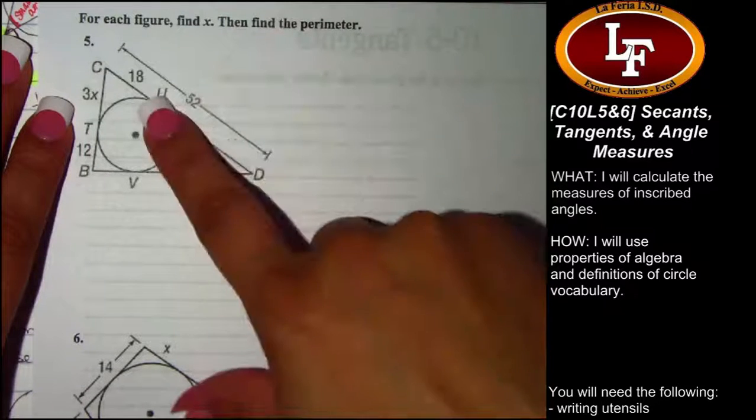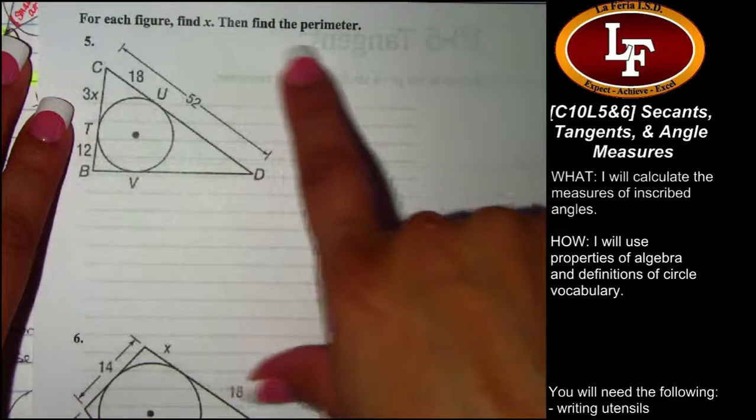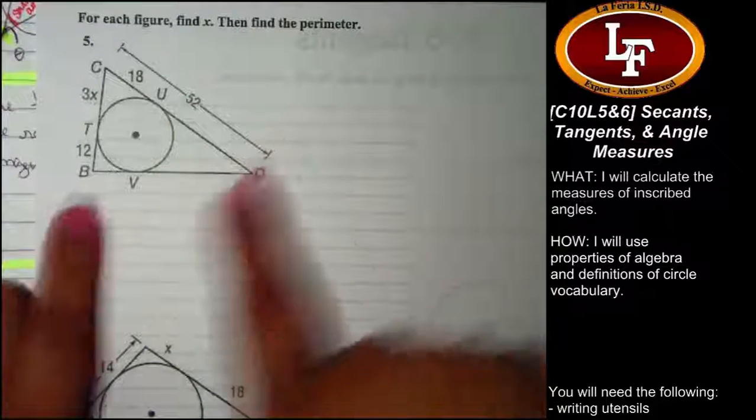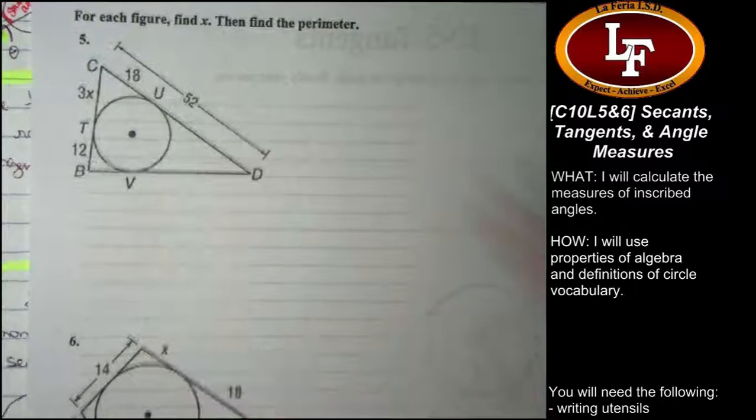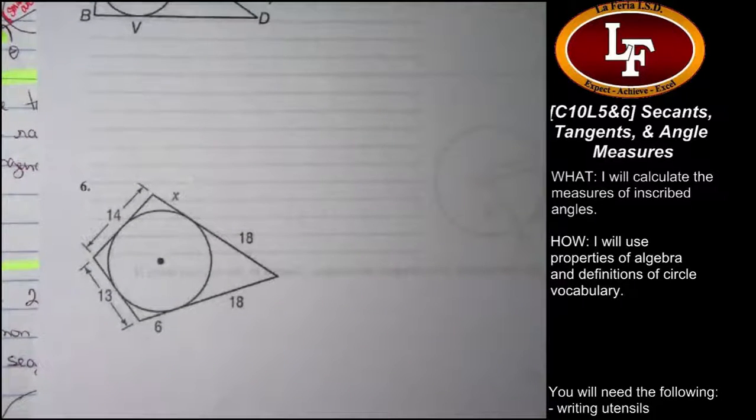Awesome. As soon as you find x, you want to find the perimeter of this triangle, which means you need to figure out what this is. Okay, you see how you would do that? All right, number 6 is very, very similar.